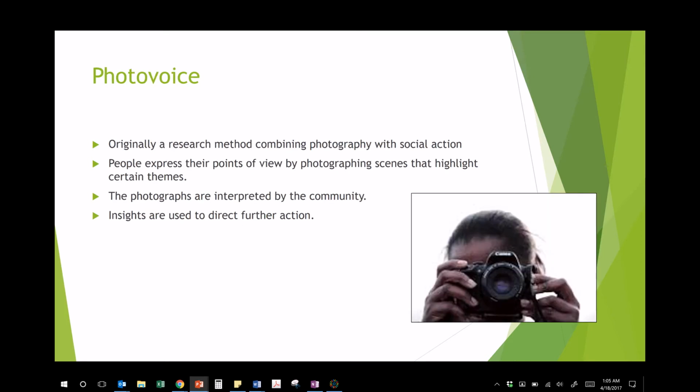So this course explores the idea of how to help students increase their authentic learning through a technique called Photovoice. Photovoice was originally a research method that combined photography with social action. It essentially was the idea of allowing people to photograph the world around them, highlighting certain themes. Those photographs then get interpreted together, and the insights from those photographs are used to direct further action.